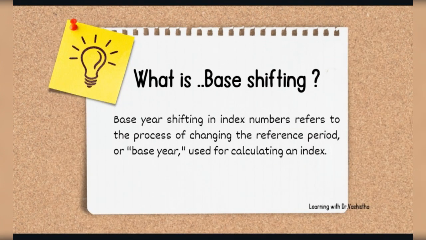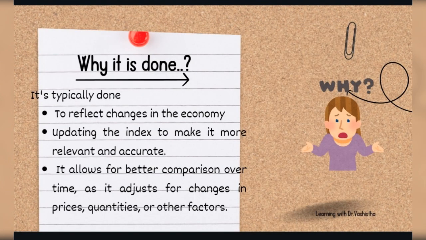So as we know, while calculating the index number, we need the current year and the base year for the comparison, and then we take the percentage to see the change. So what happens when we shift this base or reference year, and why is it done? Like we have studied, index number is the statistical tool used to express the change in any phenomena. And base shifting is the process that refers to changing or shifting the base year for comparison.